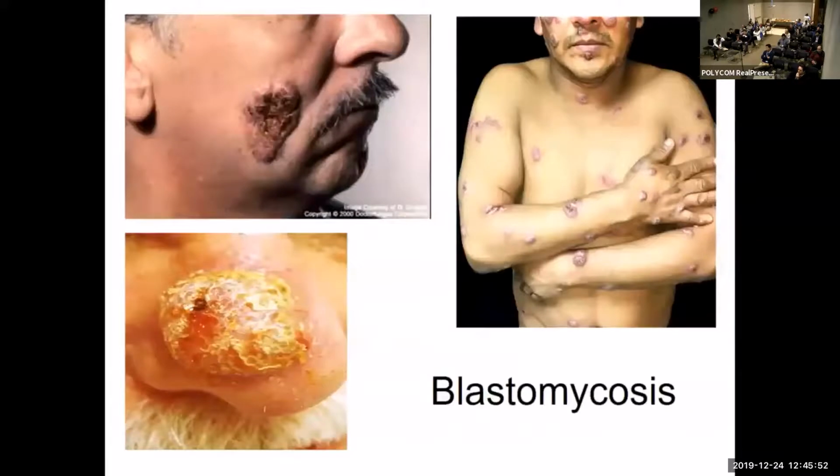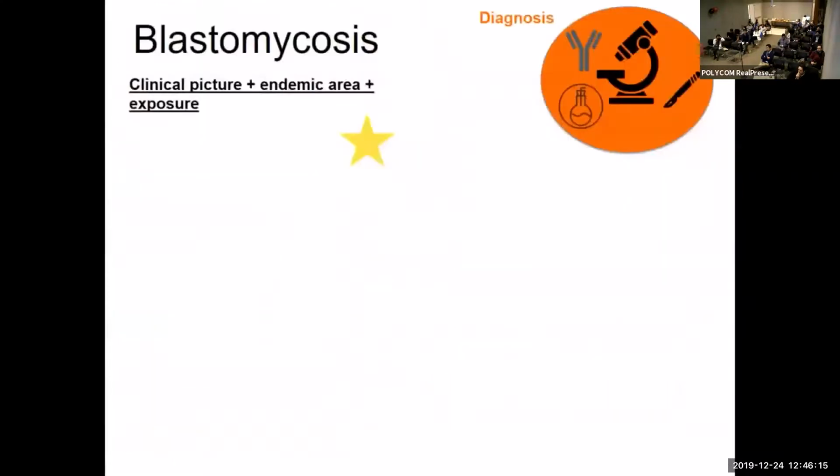So your classic blastomycosis lesion is verrucous and ulcerating. Most of the time it's just a localized area, but you can also have disseminated blastomycosis, and it can mimic other things, for example skin cancers, like one on the nose that is just a localized lesion. Same thing with the diagnosis of histoplasma: clinical picture and endemic area.